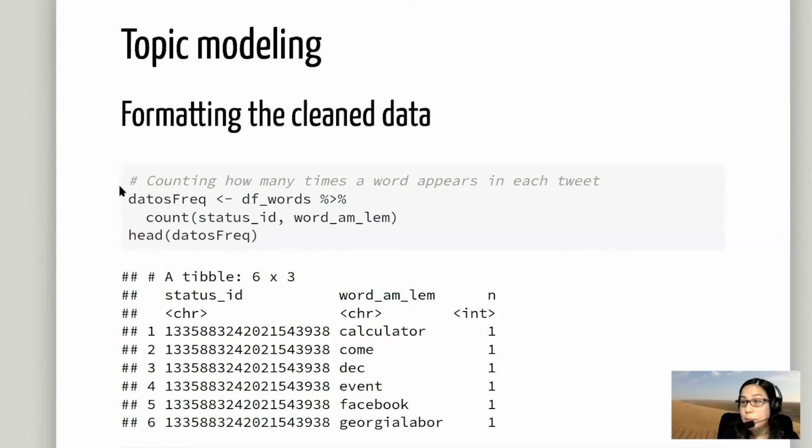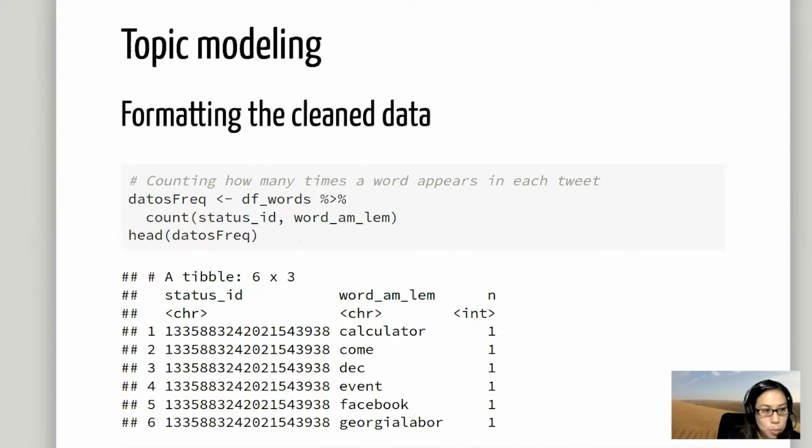So now we give the data the format that it needs to do the topic modeling. Here I count how many times a word appears in each tweet. Before, remember, when we were doing the word frequency, we were counting how much a word appears in the whole set of tweets. Here it is how many times a word appears in each tweet. So that's why I use the function count, and we're counting the words in a combination of word and tweet. If we see the head of this new data frame, we have status ID, the word, and the times the word appears in each tweet. Most of the time it's just 1.